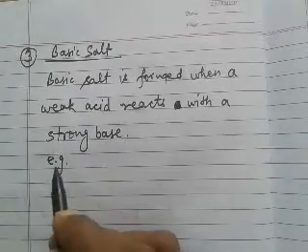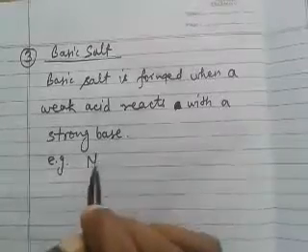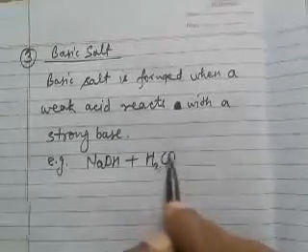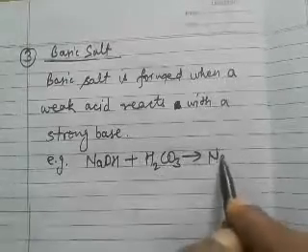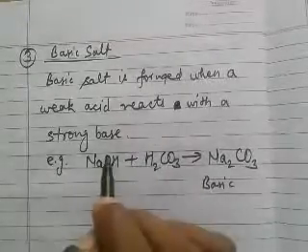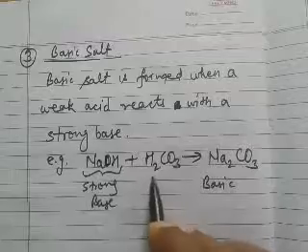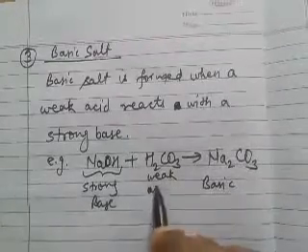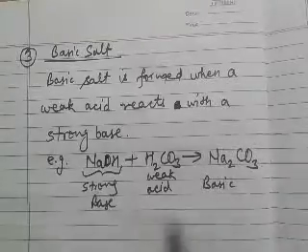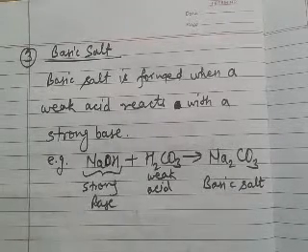For example, sodium hydroxide NaOH reacts with carbonic acid, it forms sodium carbonate, which is a basic salt. Why? Because the base is a strong base and it reacts with a weak acid. So the nature of the compound is also basic in nature, so it is called a basic salt.